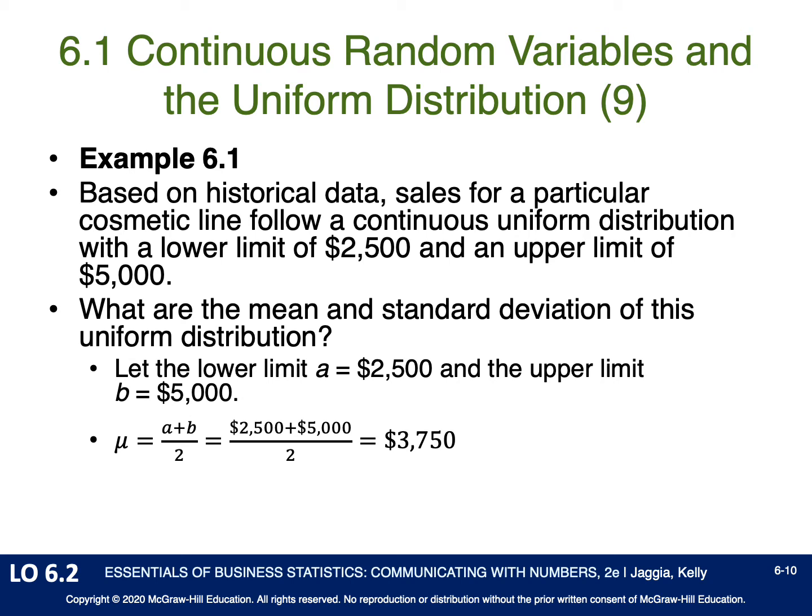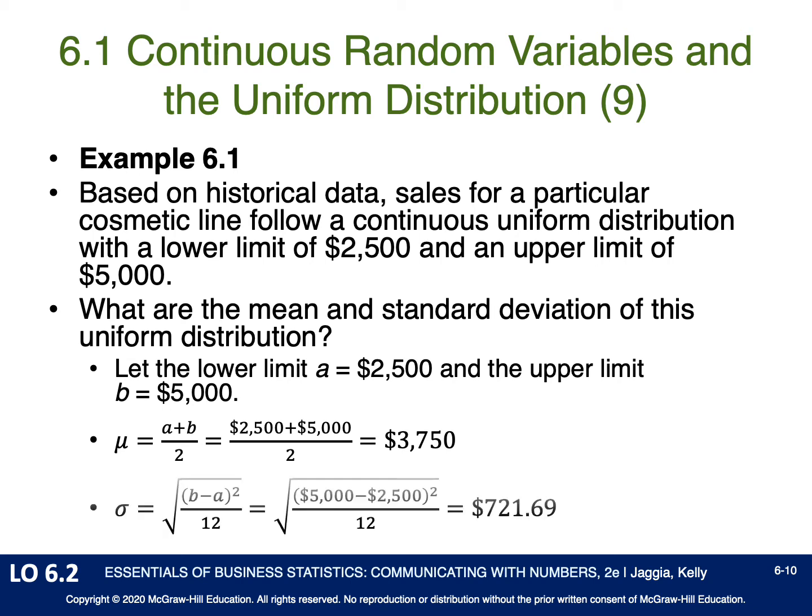3,750 is our mean. So then our standard deviation, and again, I encourage you, pause the video, you have the formula, practice calculating this, then start the video and check your answer. So the standard deviation is the upper limit of 5,000 minus the lower limit of 2,500. Square that, divide by 12, then take the square root, and we get $721.69.